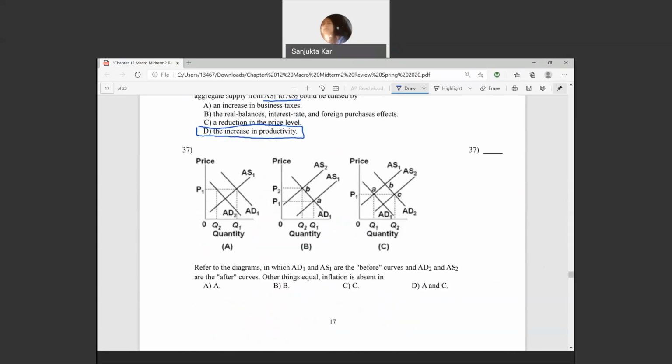All right, the next one, question 37. Inflation is absent in which of the following graphs? Inflation is absent means price is not increasing. This is going to be this one. Price is staying the same for A and for C.